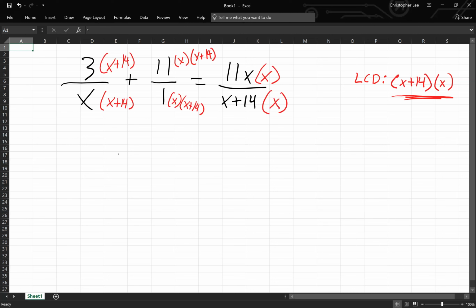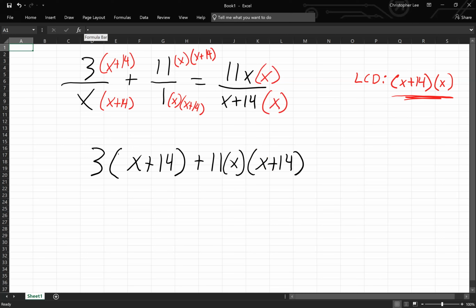So what's happening now? Because I have an equal sign, this is the rational equations. Because I have an equal sign, just working with the numerator. So this is gonna be 3 times x plus 14 plus 11, technically 11 times x plus 14, equal to 11x times x. No, because of the equal sign, I can forget about the denominator. Just working with the numerator here. After this, distribute, combine like terms, all that good stuff. So this is gonna be like this.